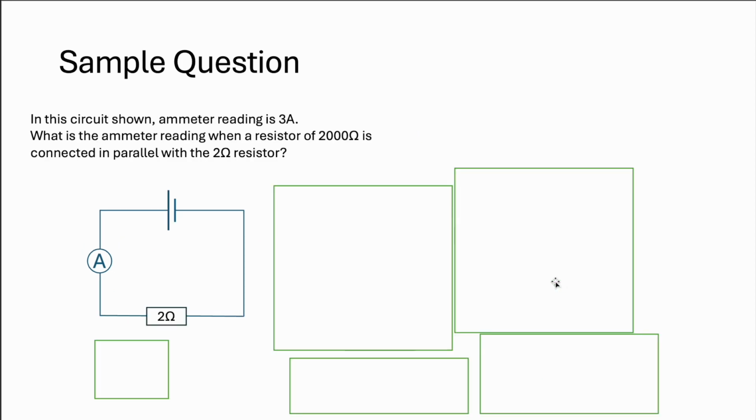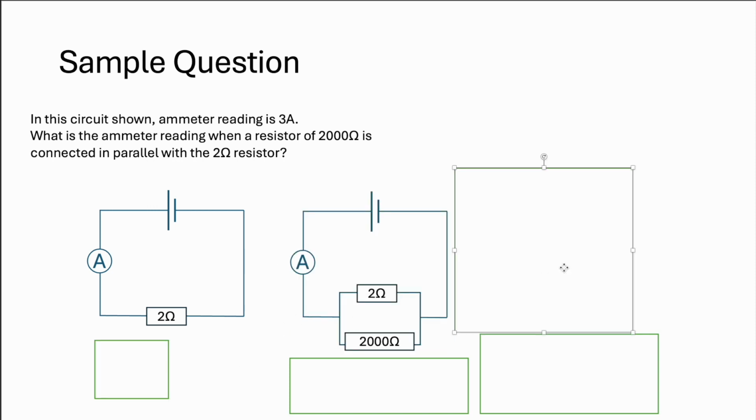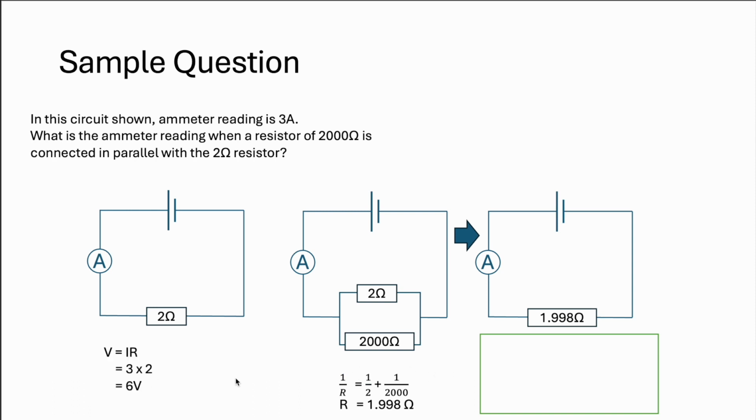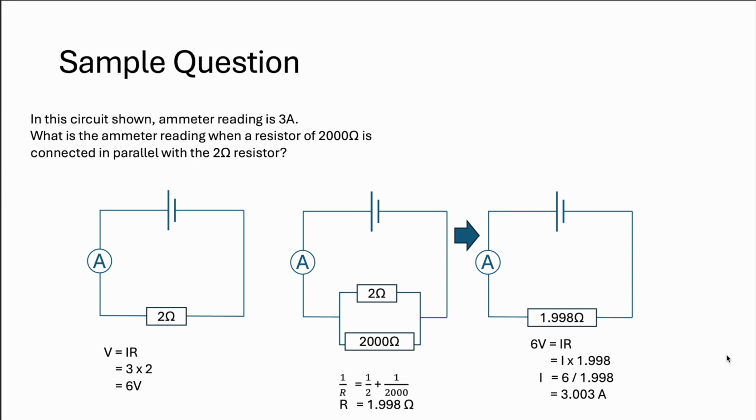Next question. Circuit shown, ammeter reading 3A. What is the ammeter reading when a resistor of 2000 ohms is connected in parallel to the 2 ohm resistor? So of course you're going to throw your formula. Your effective resistance is going to be simplified to this. And you throw the next one, V equals to IR, okay? And you're going to realize that it's going to be this answer, slightly more than 3A.